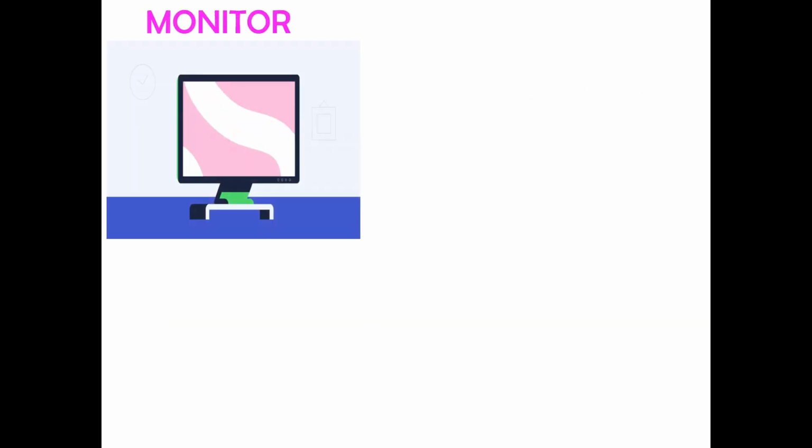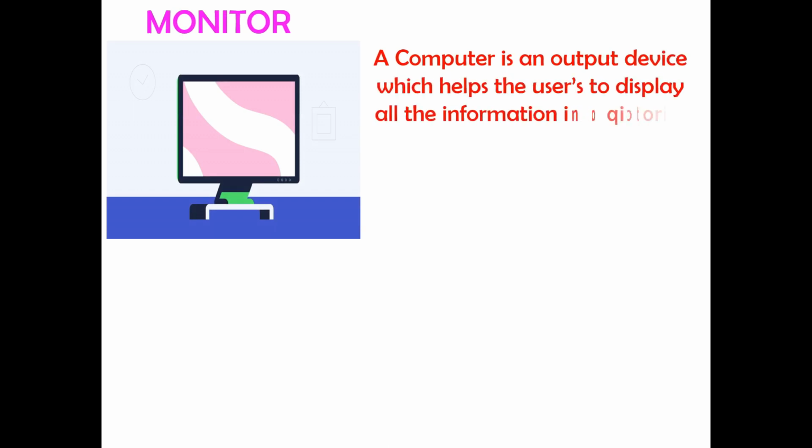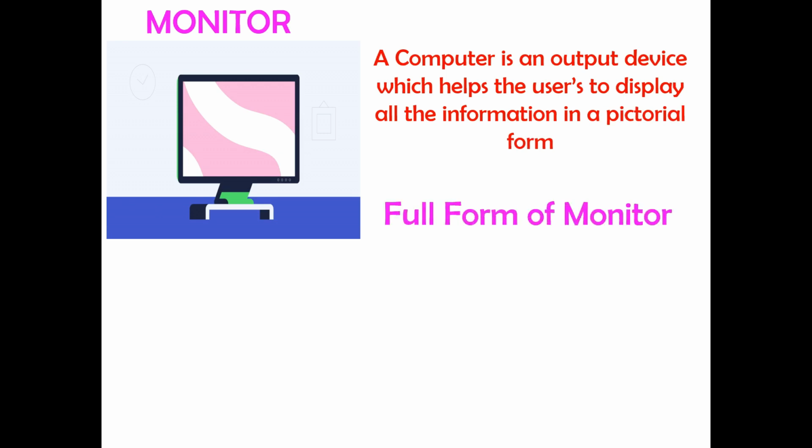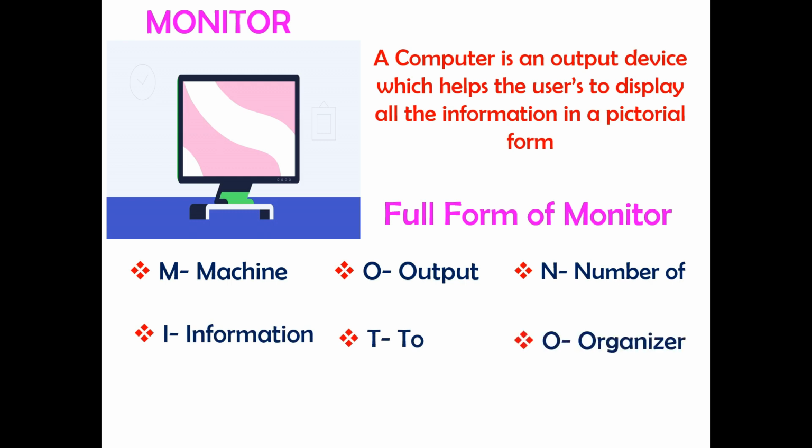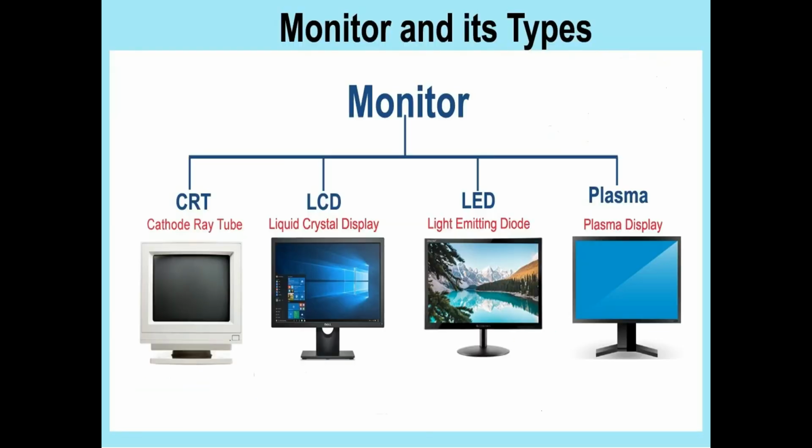The first one is a monitor. A monitor is an output device which helps the user to display all the information in pictorial form. Full form of monitor: M is Machine, O is Output, N is Number of, I is Informations, T is To, O is Organizer and R is Report.